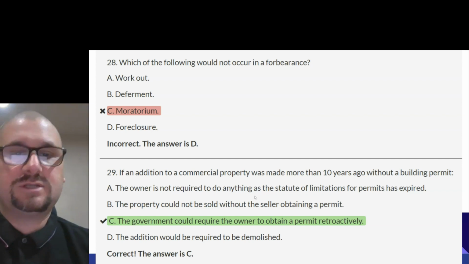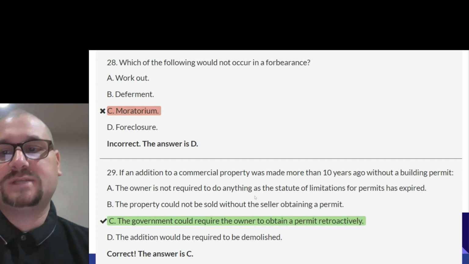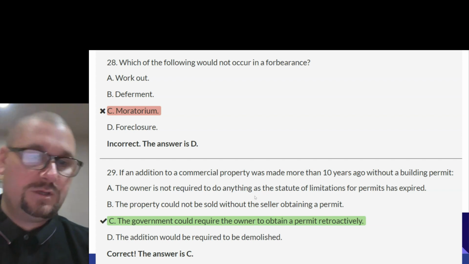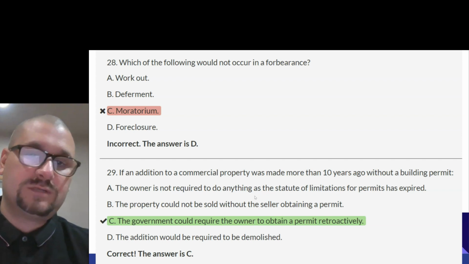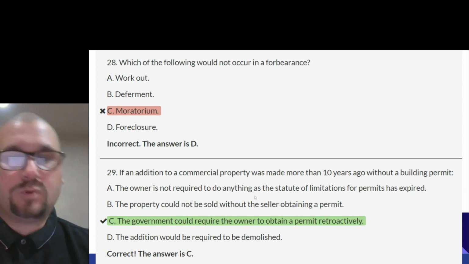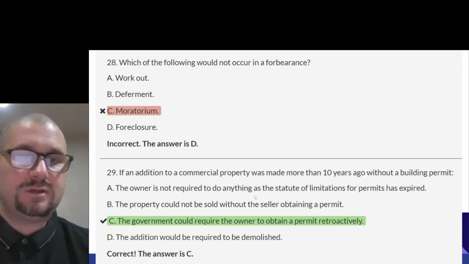So A says the owner is not required to do anything as the statute of limitation for permits has expired. No. The property could not be sold without the seller obtaining a permit. No. The addition would be required to be demolished. No.